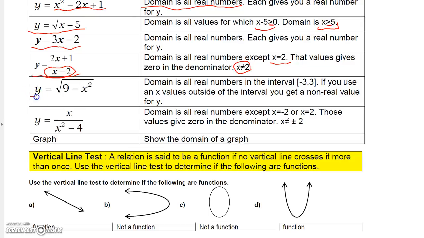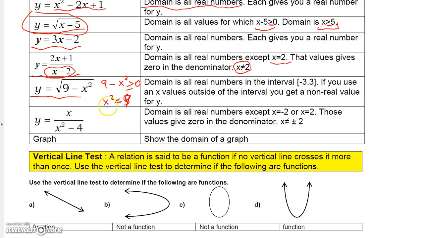To get the domain of this function, it's a little bit like this one up here, except that here you have a quadratic. So what you have to do is solve the quadratic inequality 9 minus x squared must be greater than or equal to 0. And I solved one similar to this. Basically, this is also saying x squared must be less than or equal to 9.